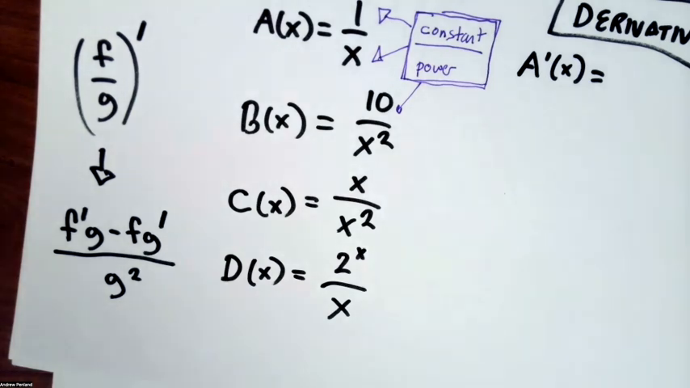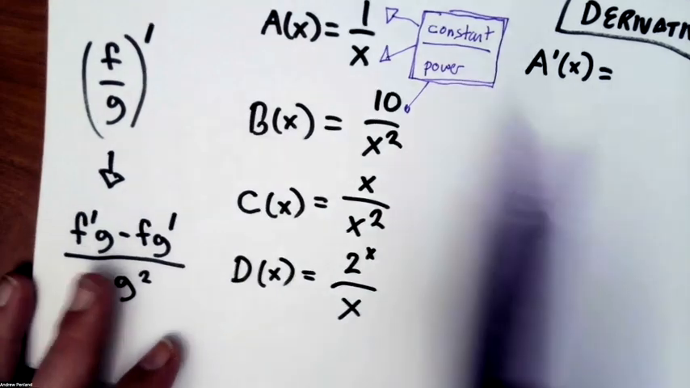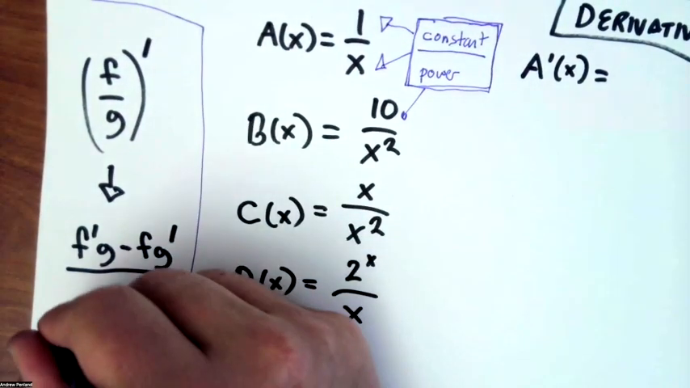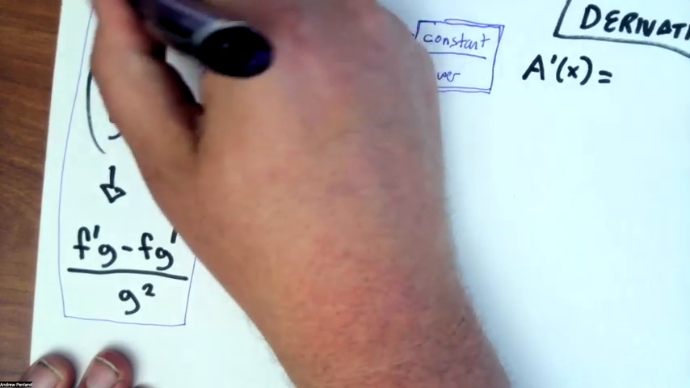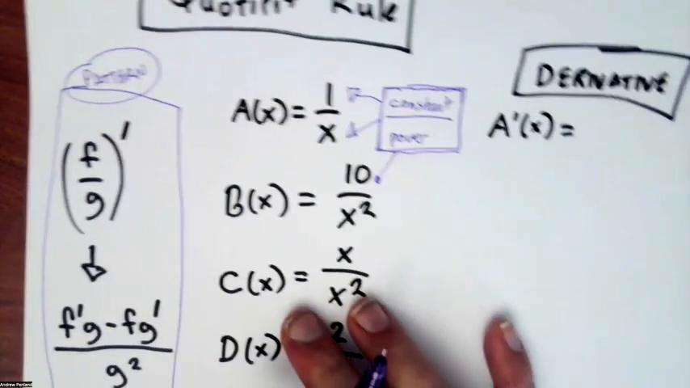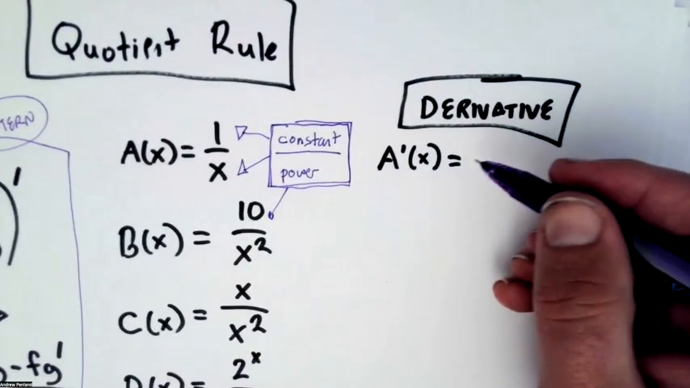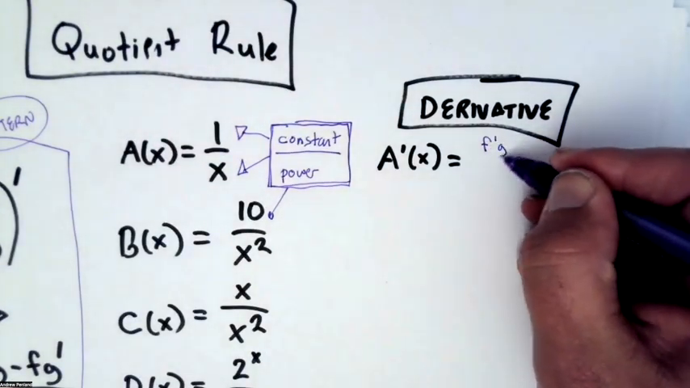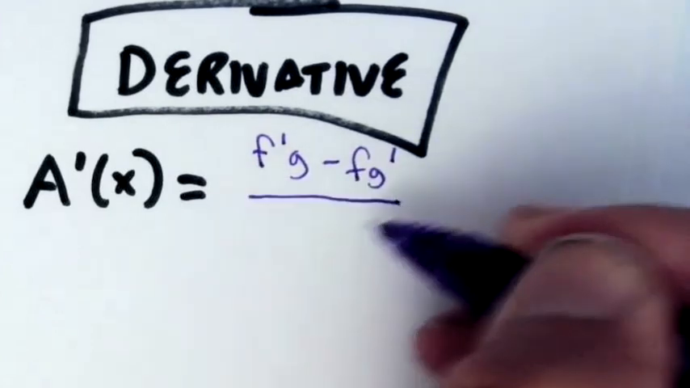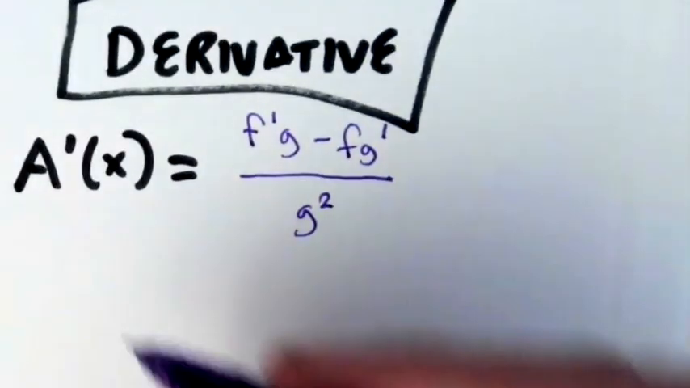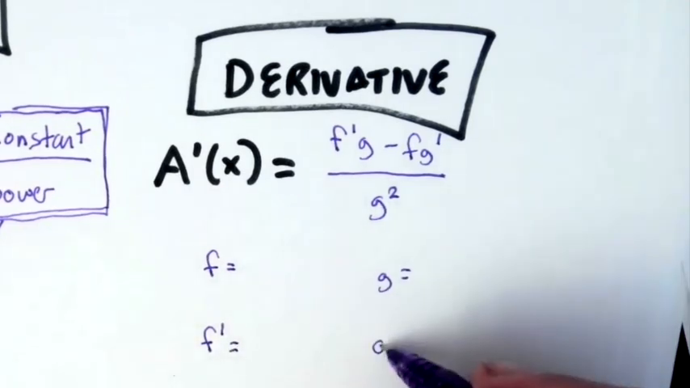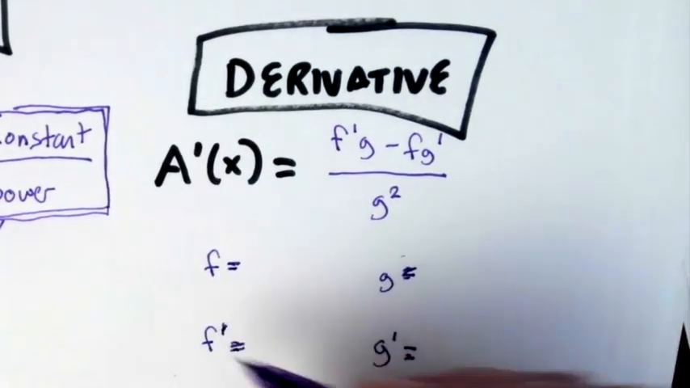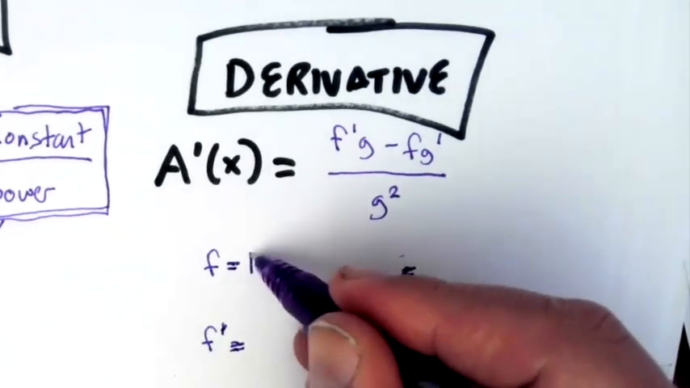So if we can identify the f and the g and the f prime and the g prime, and we know the pattern, then all we have to do is plug in the pieces. However it works for you to memorize the pattern, my personal suggestion is just write the pattern over and over again every time you do the problem. So I'm going to write out a prime of x is f prime g minus f g prime all over g squared. And as long as I can identify f, g, f prime, and g prime, I'm going to be good to go. So my f is whatever my top is here, it's 1.